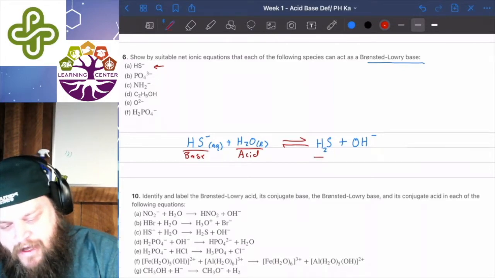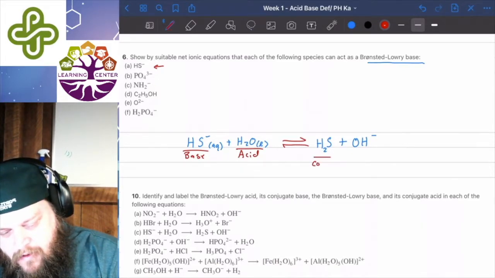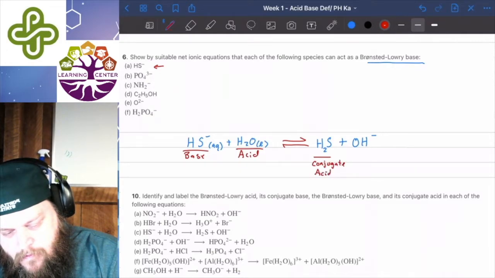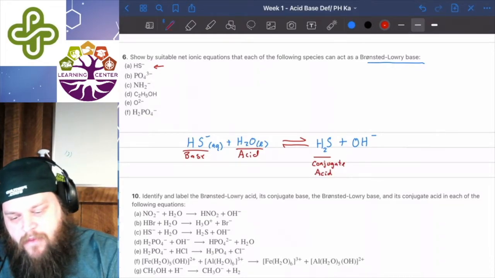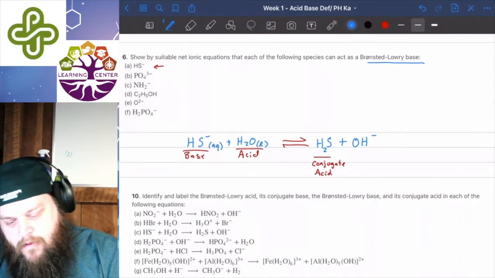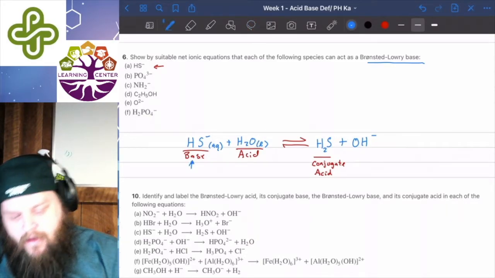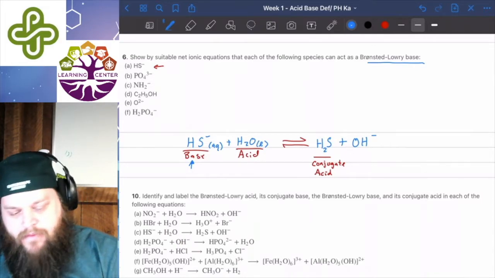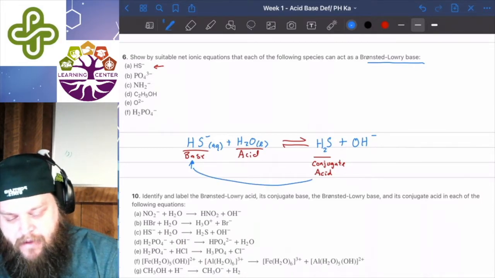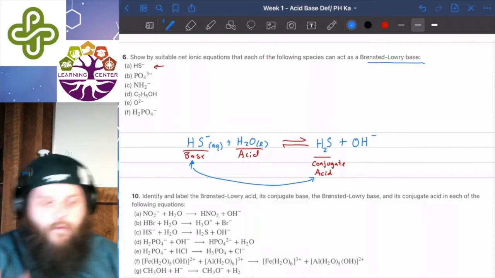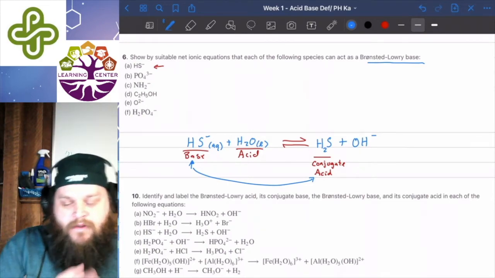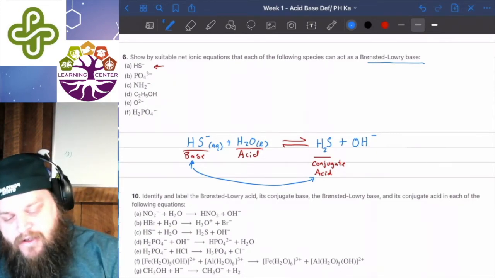The conjugate acid would be this guy. So in this case, the base here gained a hydrogen, acted as a base, and became this conjugate acid. So it's kind of what that base became once it absorbed that hydrogen, is now its conjugate acid.